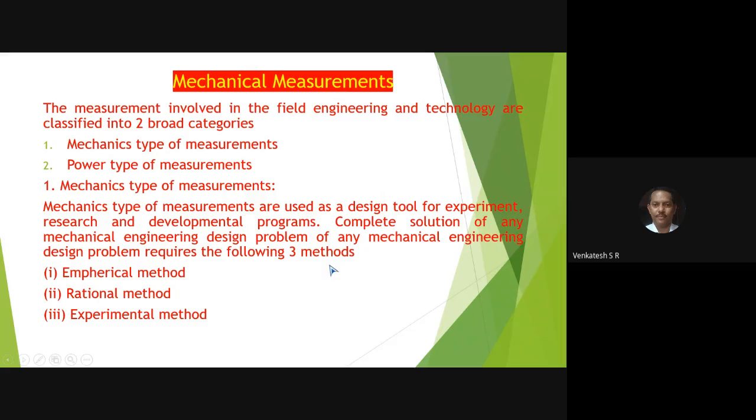Next, come to the point, very, very important from the examination point of view. All of you note the mechanical measurement. You can expect this question this time in the examination. The mechanical measurement is classified into two: mechanics type of measurement and the power type of measurement. Again, the mechanics type of measurement is classified into three: empirical method, rational method, and experimental method.